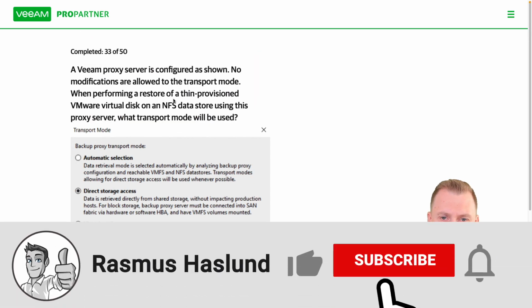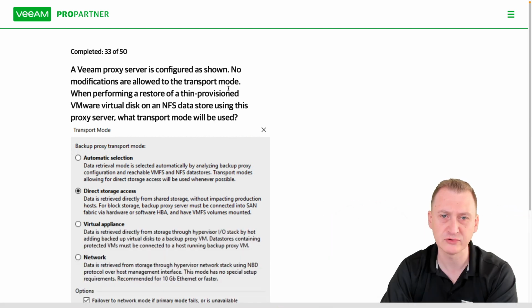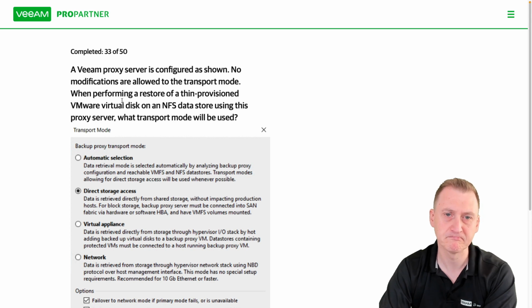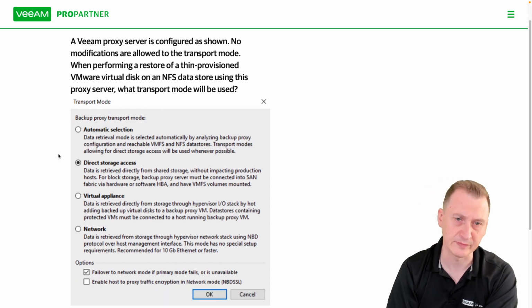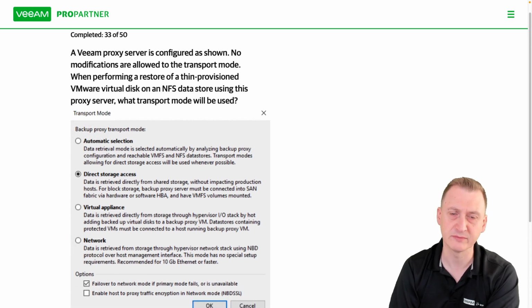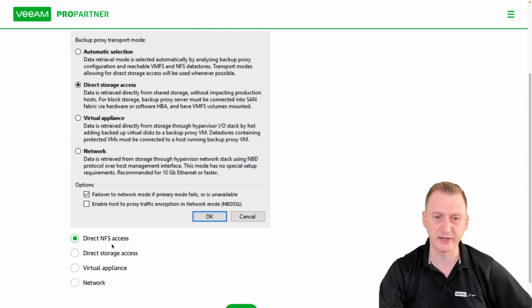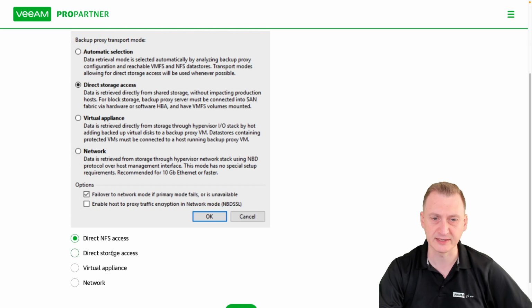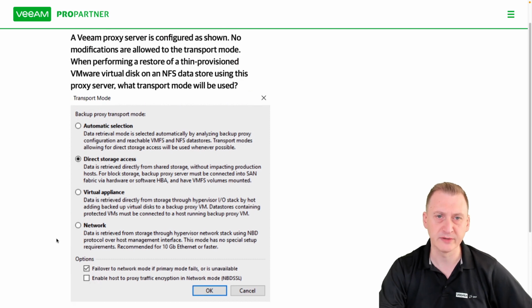Okay, let's go up here. So we know it's on NFS, and the Veeam proxy is configured as shown. No modifications, performing a restore. The problem here is we don't have enough information to actually answer this question. We just don't, because let's ignore the fact that we have two answer options that could be correct here, right? Technically, both of these could be correct. That's a problem. But let's ignore that for a moment.